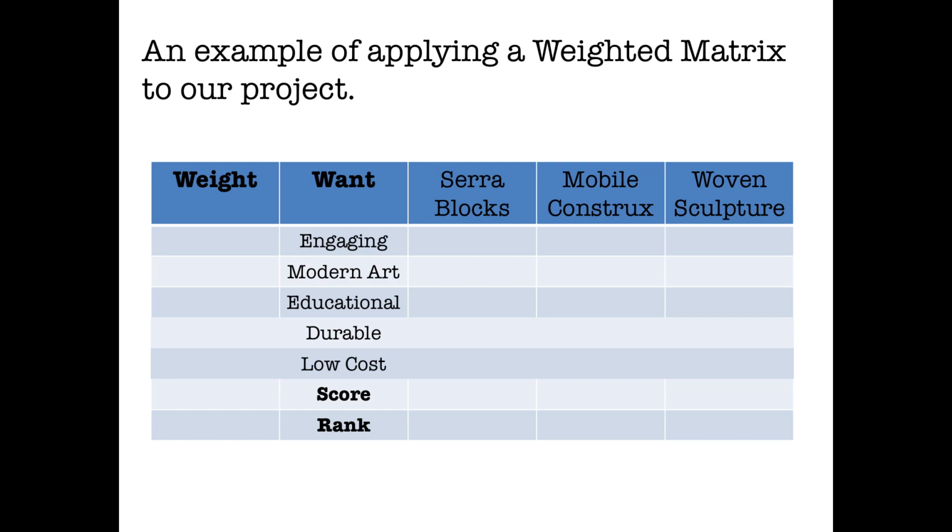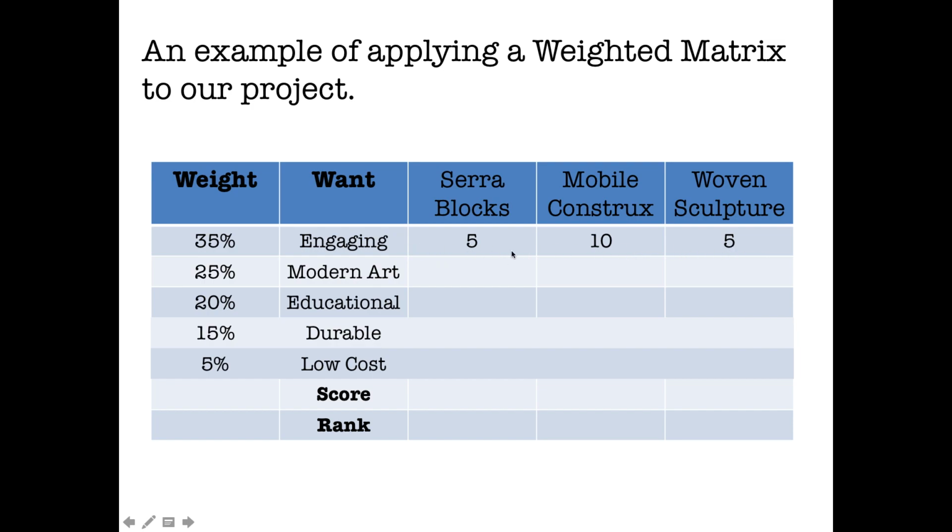First thing I'm going to do is set a weight for each of these wants, right? So for engaging, it's 35%, modern art 25, educational 25, durable 15, low cost 5. So these weights, this is my most important. The way you can look at this is engaging right now is 7 times as important as low cost in terms of how I want my outcome to come out. Okay, so on these you would just score right across the board, and you can also decide how much of a spectrum you want here.